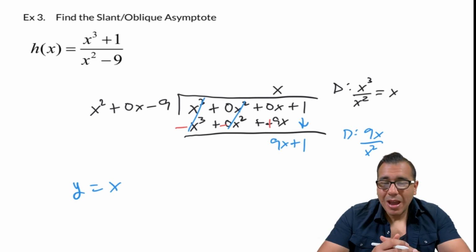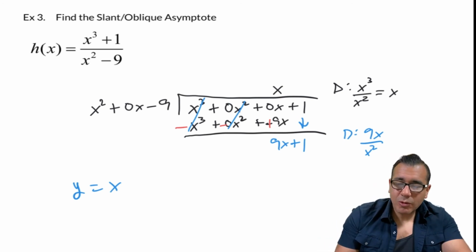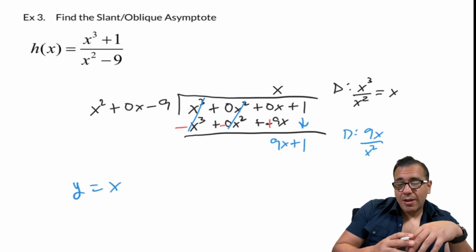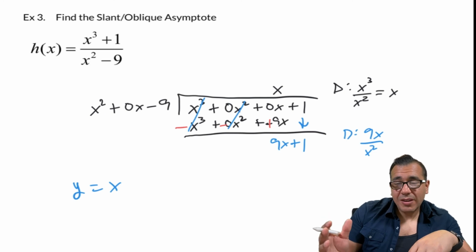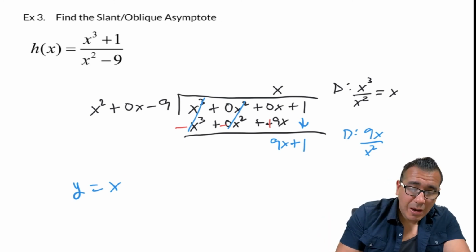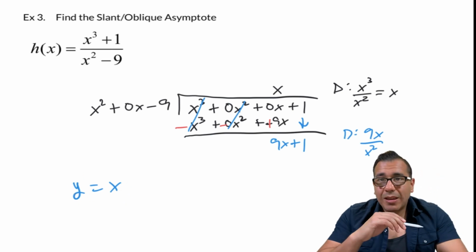So if you were to graph this, right, we could use decimals or any of our graphing calculators. What you're gonna see is that as x or y goes off to infinity, positive infinity, that function is gonna get really, really close to this line, y equals x.